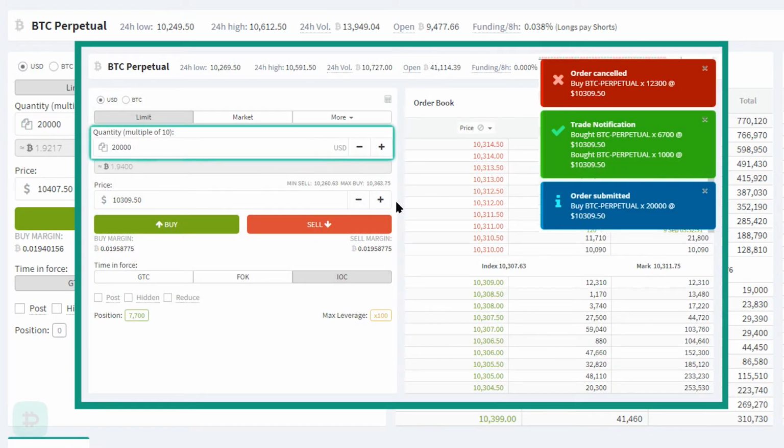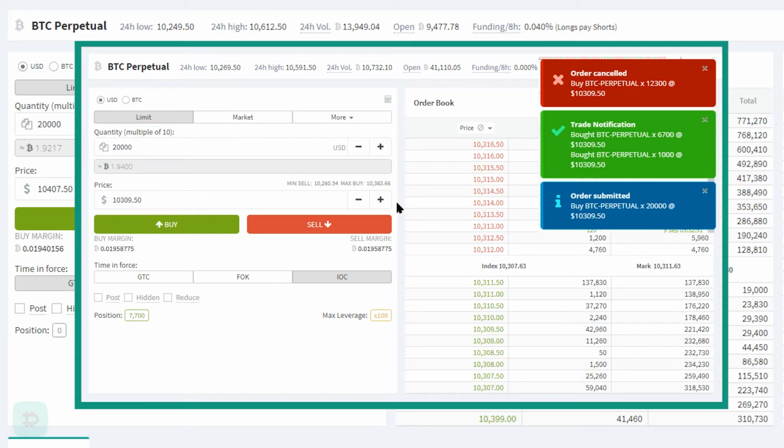So if an IOC order for $20,000 is placed at a certain price, but only $7,700 is available at that price, then $7,700 will be filled and the remaining $12,300 will be cancelled.